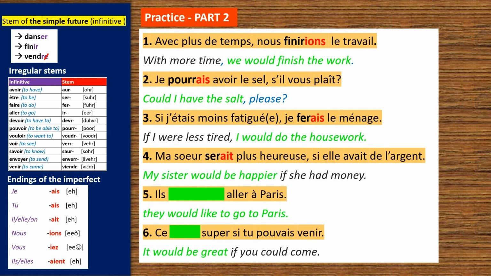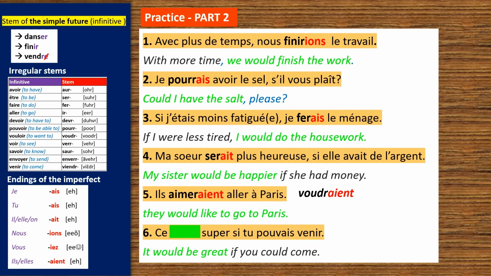Numéro 5. They would like to go to Paris. We have the verb like, to like. It's aimer. I don't know if you remember that. Aimer is to like. The subject is they. Therefore, we're going to have ils aimeraient aller à Paris. To translate would like, you can also use the verb vouloir, and you could have used voudrait instead.